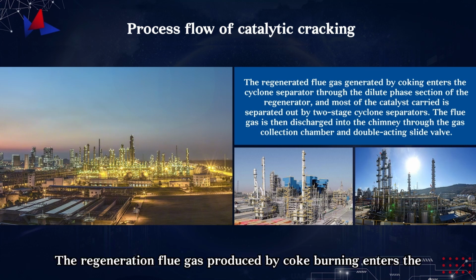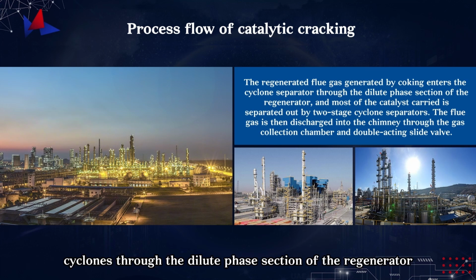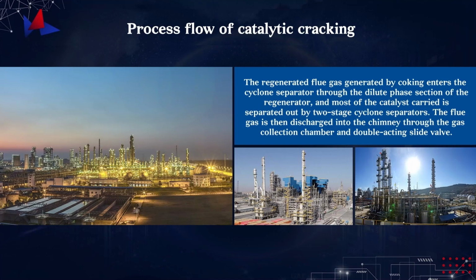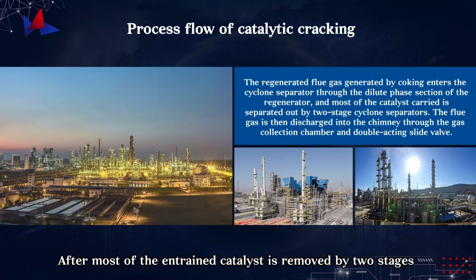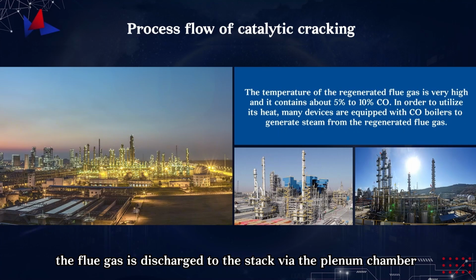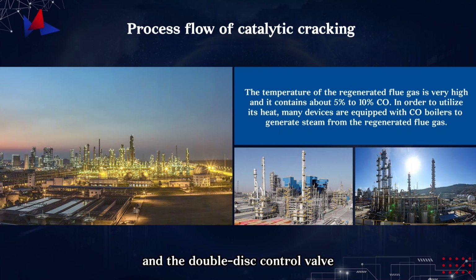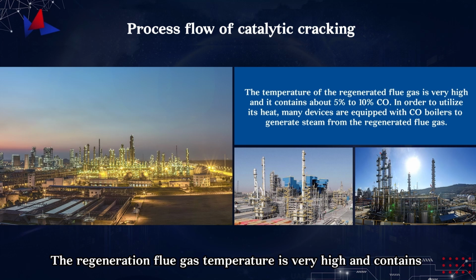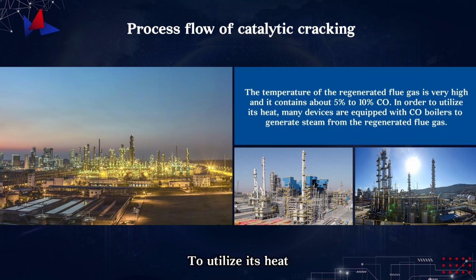The regeneration flue gas produced by coke burning enters the cyclones through the dilute phase section of the regenerator. After most of the entrained catalyst is removed by 2 stages of cyclones, the flue gas is discharged to the stack via the plenum chamber and the double disc control valve.